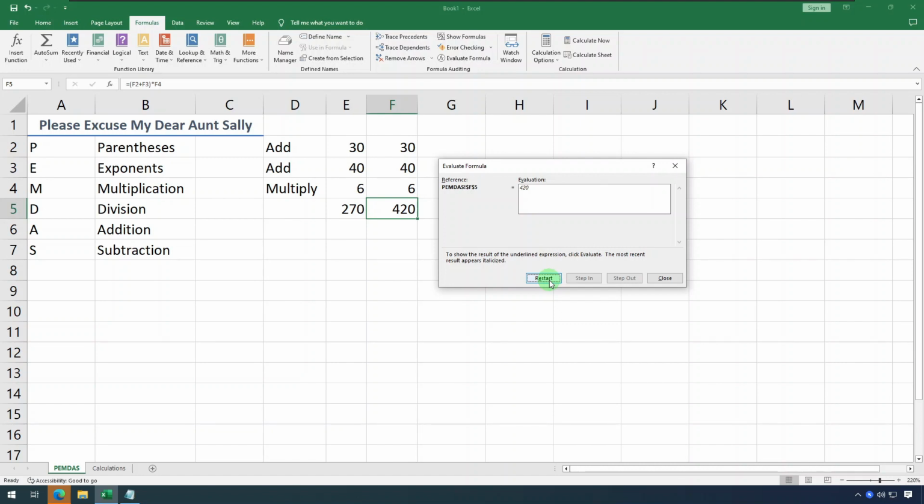So there are two schools of thought with this. You can remember PEMDAS and remember the order. And the other way is some people just remember that parentheses always works. So they will put parentheses around everything that they want to calculate first.